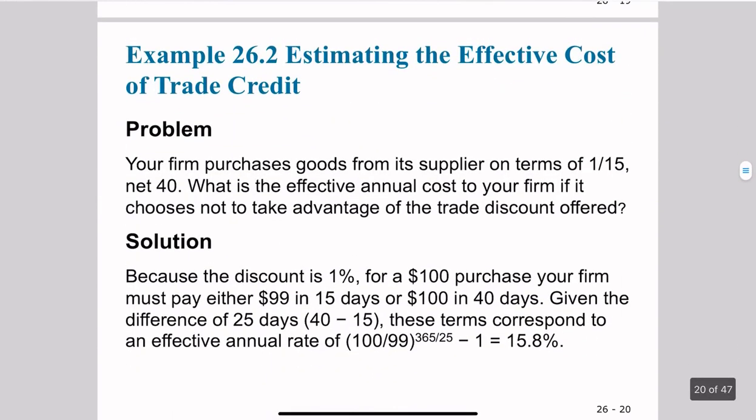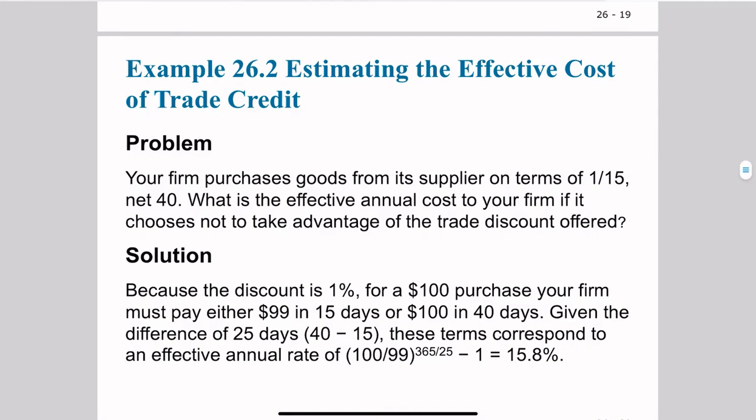Okay, now let's see this example here. So this example is about estimating the interest rate of the trade credit. So let's say your firm purchased goods from its suppliers on terms of 1/15 net 40. What is the effective annual cost to your firm if it chooses not to take advantage of the trade discount?